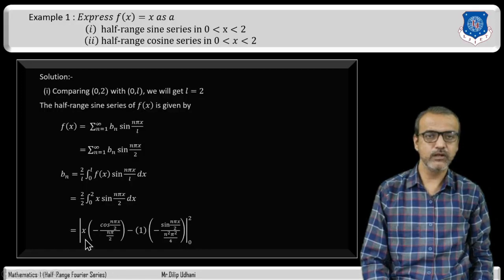Then for the lower limit, if you put x equals 0 over here, the first term will be eliminated. And then if you replace x by 0 in this term, it will become sin 0, and the value of sin 0 is 0. So this term will also be eliminated. So we have one term only, that is for x equals 2.